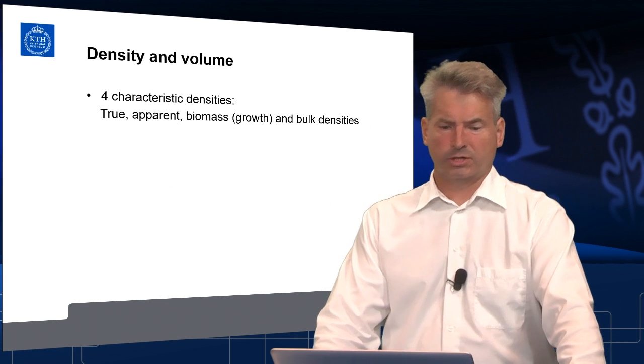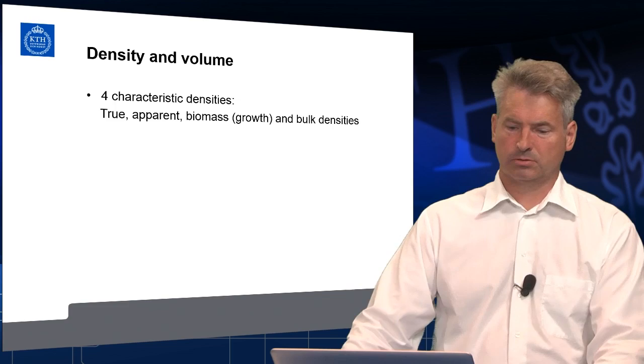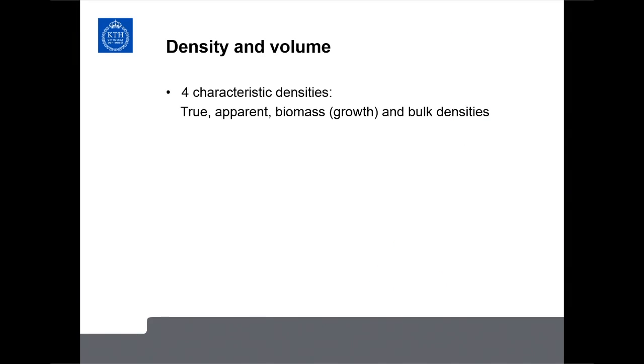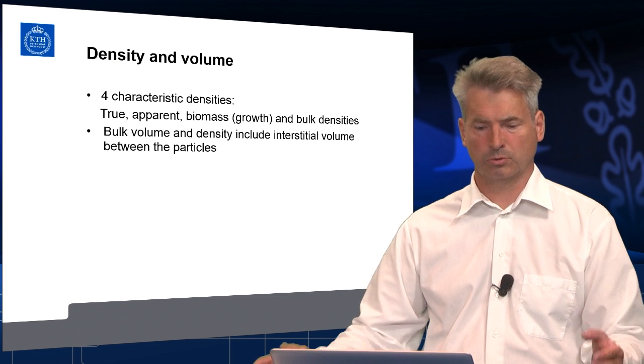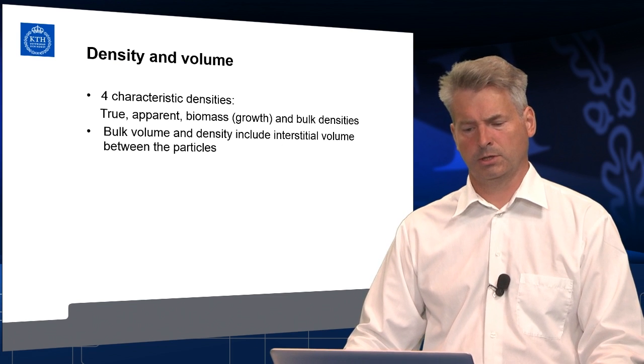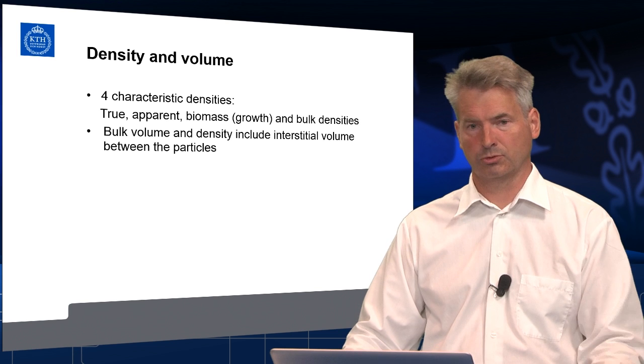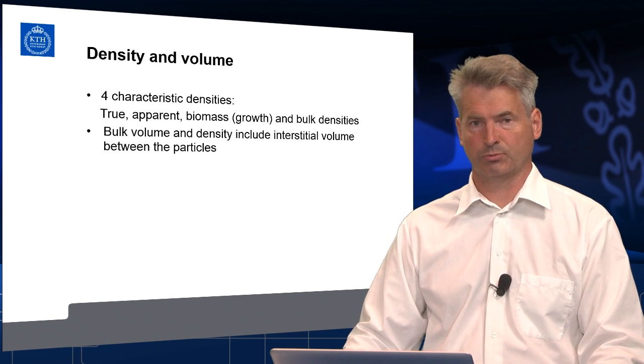There are four characteristic densities: true, apparent, biomass, and bulk densities. Bulk volume or bulk density includes interstitial volume between the particles. So when you, for example, transport pellets, you often define the bulk volume when you transport it, which is quite important then.